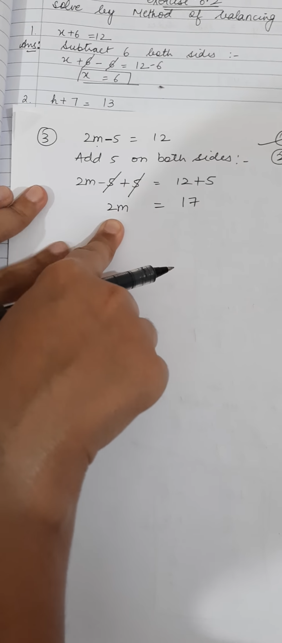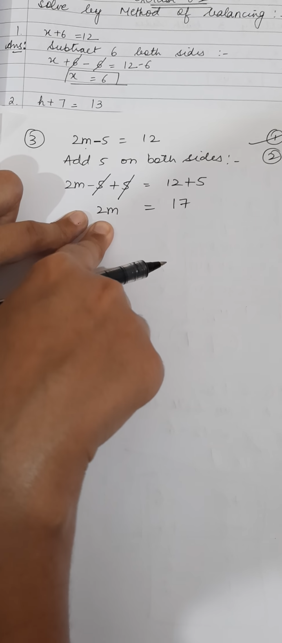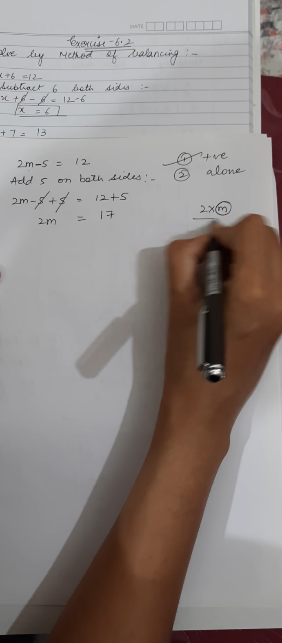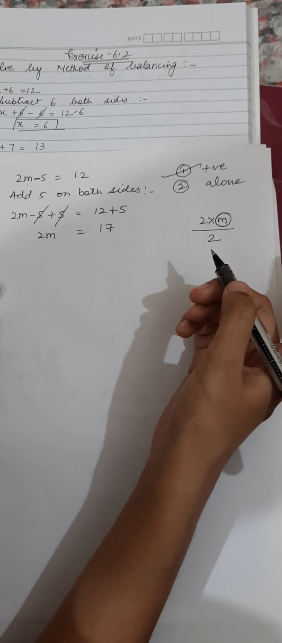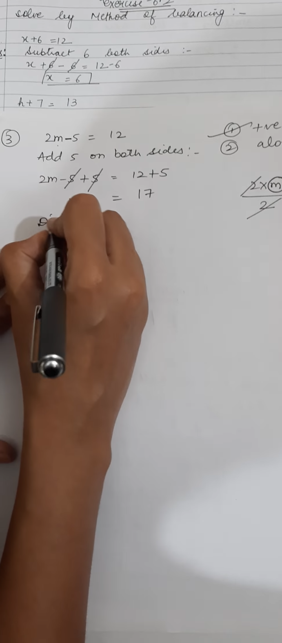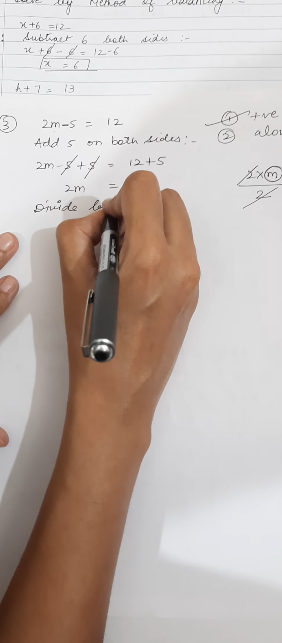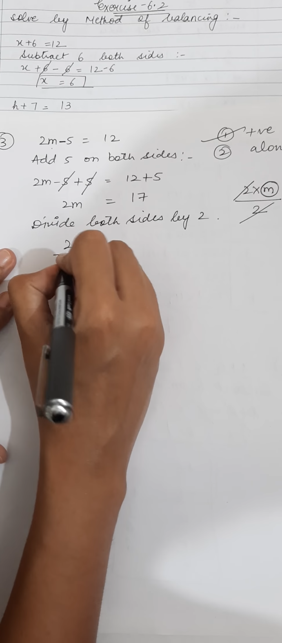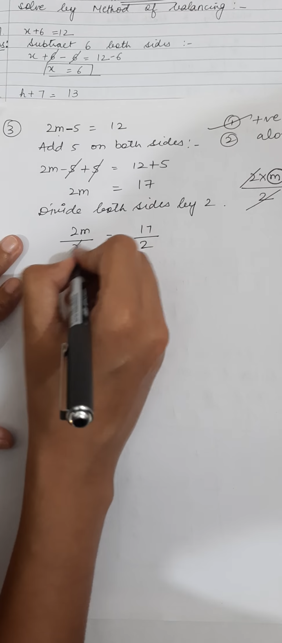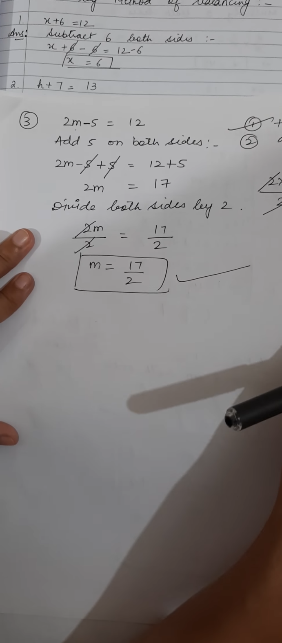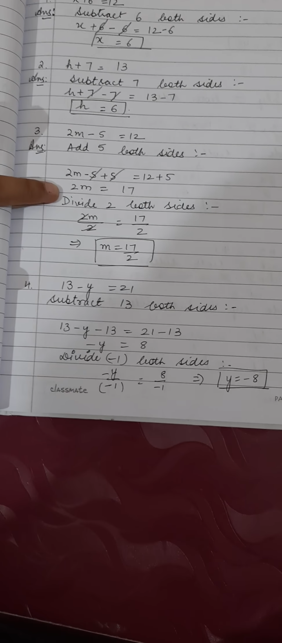But now again this is not alone. 2m means 2 is multiplied with m, and if it is multiplied with m and I have to make it alone, I am going to divide by 2 on both sides. Why? Because 2 and 2 will then get cancelled. Here I am going to write divide both sides by 2. So 2m upon 2 equals 17 upon 2. 2 and 2 cancelled, so the value of m is equal to 17 upon 2, and this is your answer. Okay, so this was your third part.